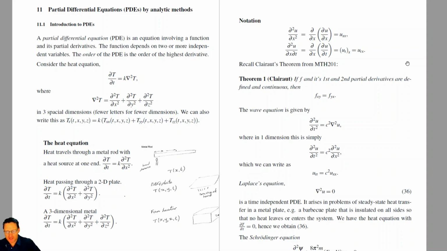Okay, so I'll remind you of Clairaut's theorem. Now this would have been covered in Math 201 briefly, but it's relevant here. So it says that if f and its first and second partial derivatives are defined and continuous, then the order in which you differentiate them doesn't matter. So f subscript xy is the same as f subscript yx.